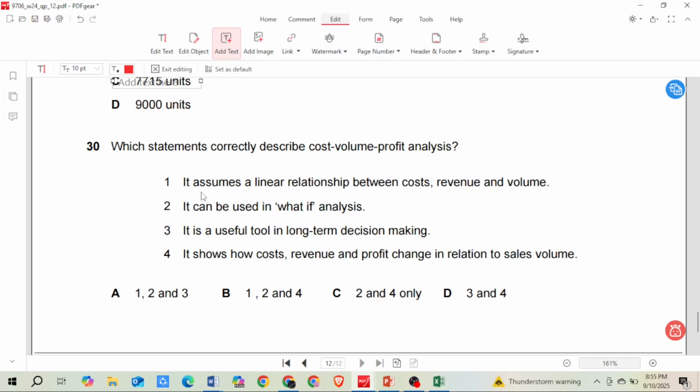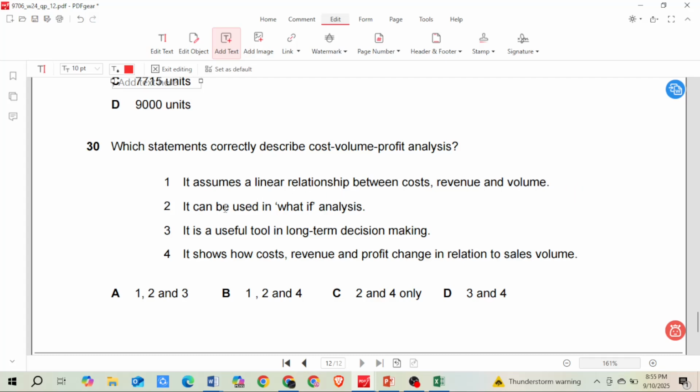It says it assumes a linear relationship between the cost, revenue, and the volume. Yes, it does, because it looks into the cost, how much it takes to earn the profit, and that is by looking at the revenue and how many units we have to sell. So it's a linear relationship between cost, revenue, and volume.